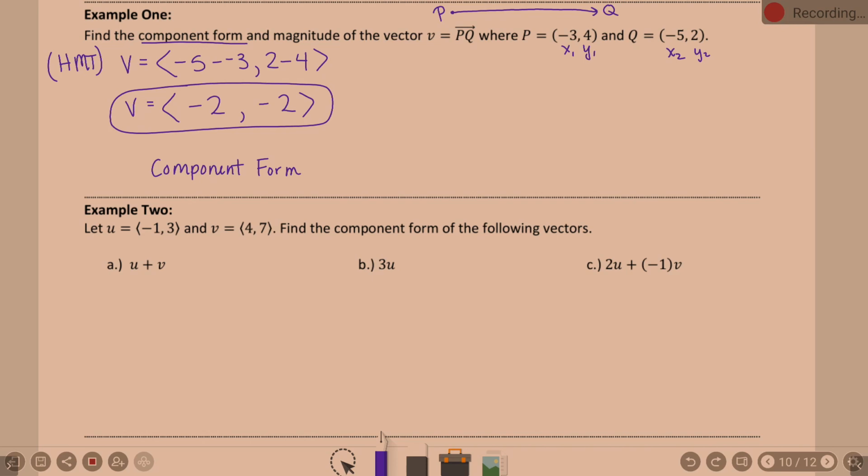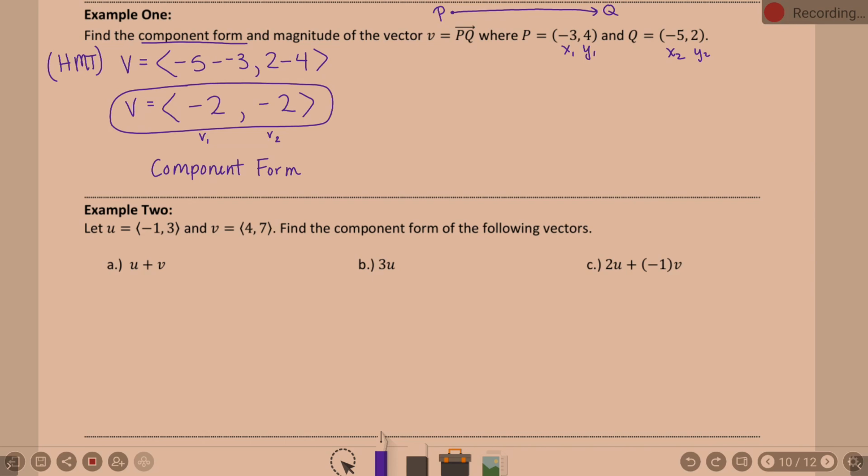And with our component form, this is our vector V. Each piece of this is V1 and V2, if you want to label those. Okay, so if you have basically the endpoints of the vector, the head and the tail, it's a subtraction. Okay, you have to get the order correct though. That's the catch there.